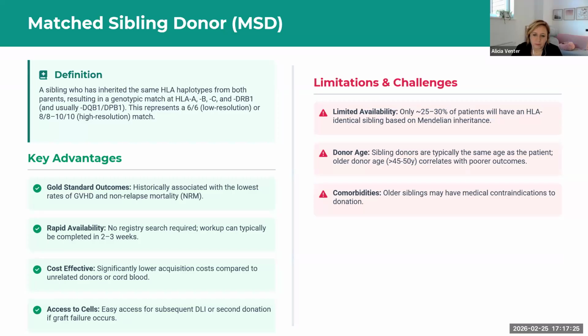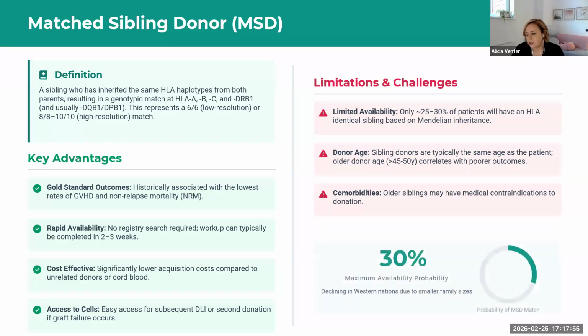And what is familiar to many of you would be the fact that donor age is often a limitation. Patients aren't necessarily young. These are also older patients, and their siblings tend to be around that same age range, which means you don't necessarily benefit from the age, and they might also have some comorbidities that make them an unsuitable donor and would put their own health at risk. So in conclusion, while this is the gold standard for outcomes, it is not a given that you would have access to a matched sibling donor.